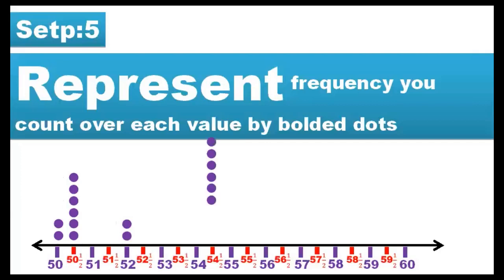What about here, 54? 54.5, I'm sorry. Yeah, 6 also. 58.5, just 2. 60, just 2. So that's it. That is how to represent data and make line plots, as you see in the 5 steps. This will help you handle any line plot you want to draw, okay?